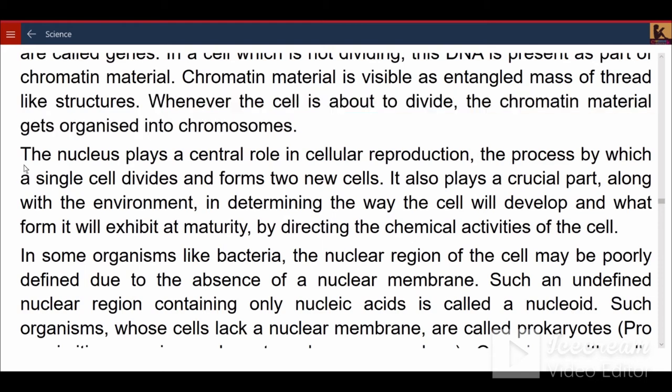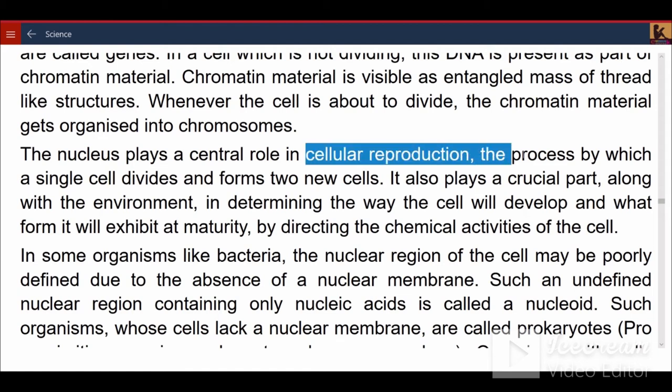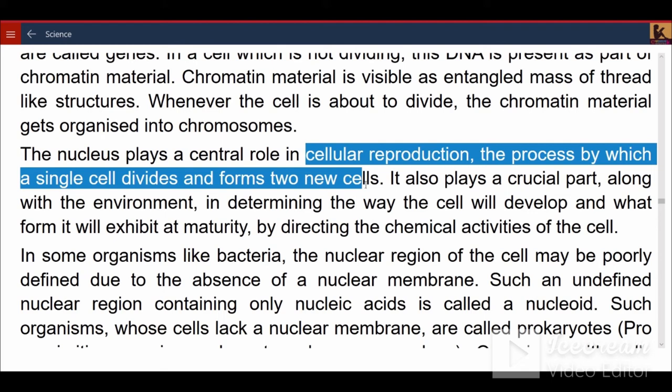So the nucleus plays a central role in cellular reproduction, the process by which a single cell divides and forms two new cells. It also plays a crucial part along with the environment in determining the way the cell will develop and what form it will exhibit at maturity, by directing the chemical activities of the cell. So there are two parts a nucleus plays. First, when it has to divide, it has to send all the information to the next coming cell.